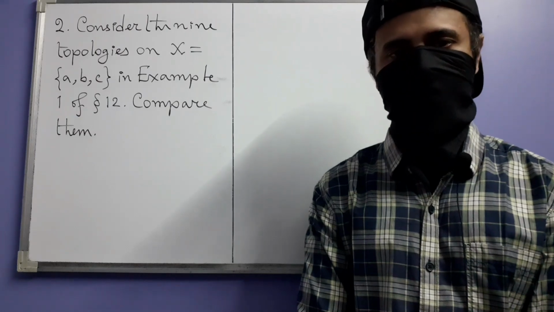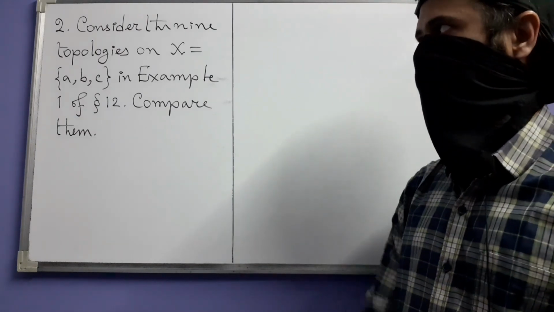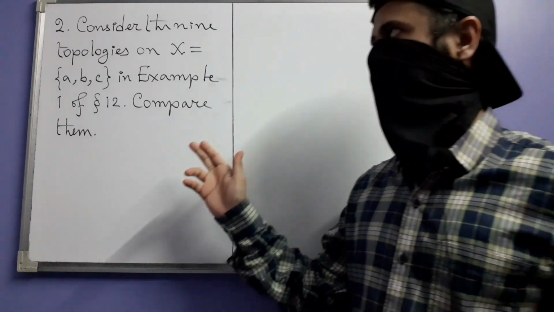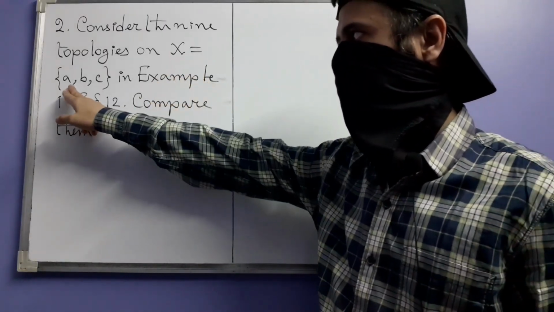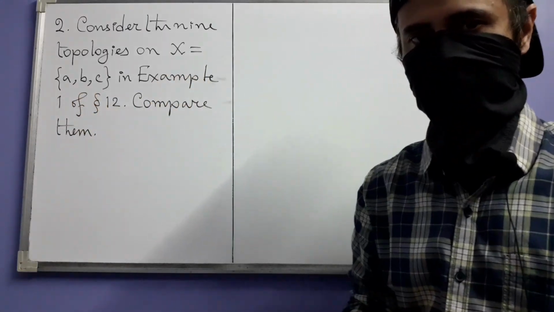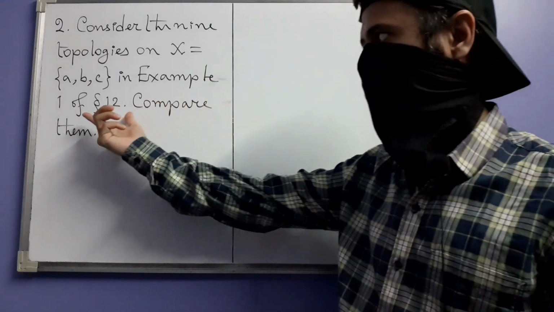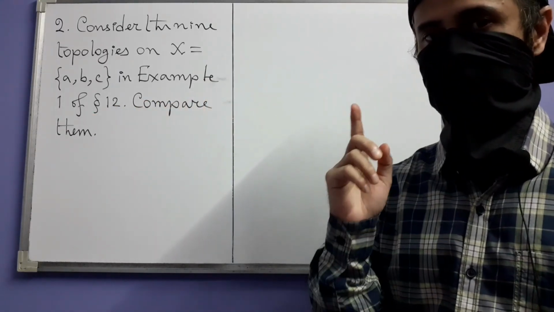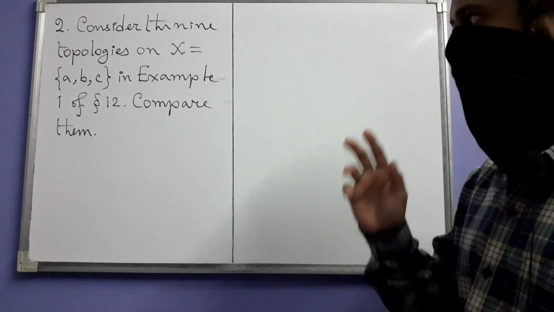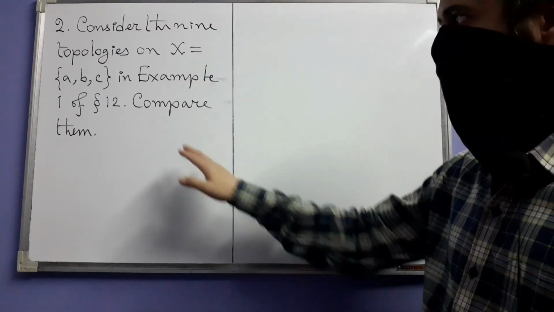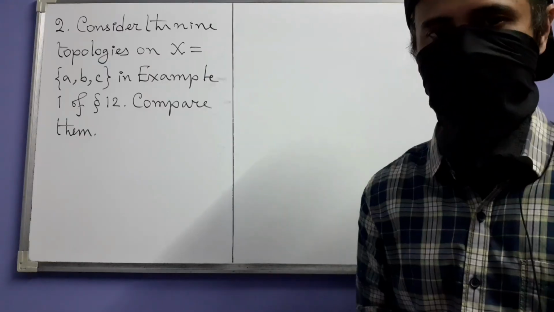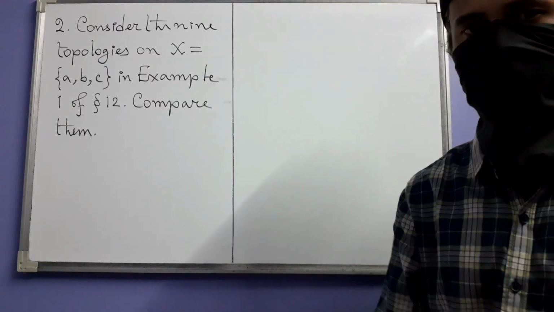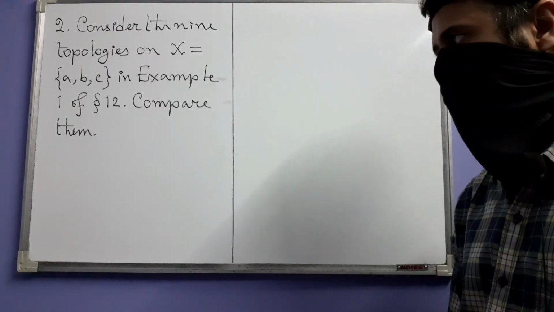So let's start the exercises with this second one. Here we have been asked to consider the topologies on the set X consisting of these three objects A, B and C that we saw in example 1. You remember those 9 topologies, our first example. So what we have to do is compare them with one another: which one is finer, which one is coarser. So let's see.